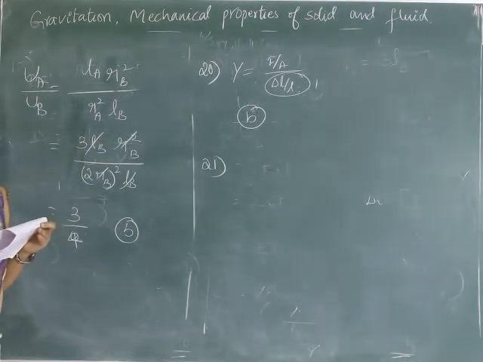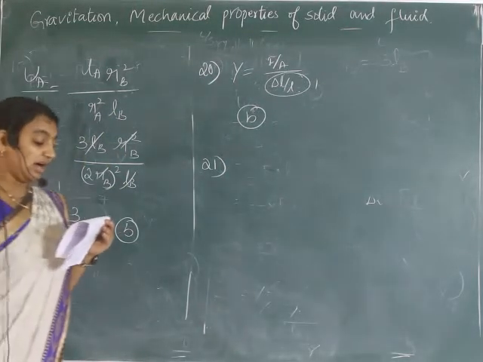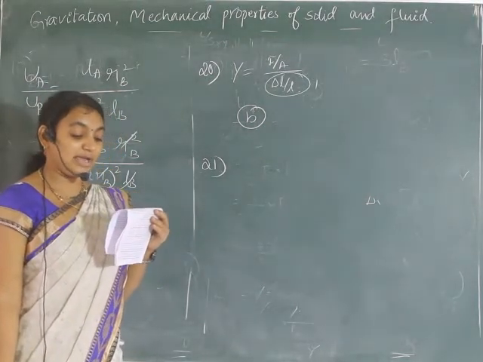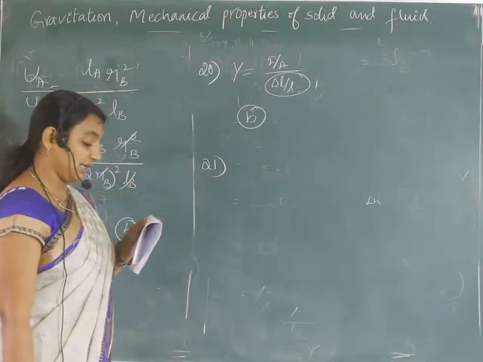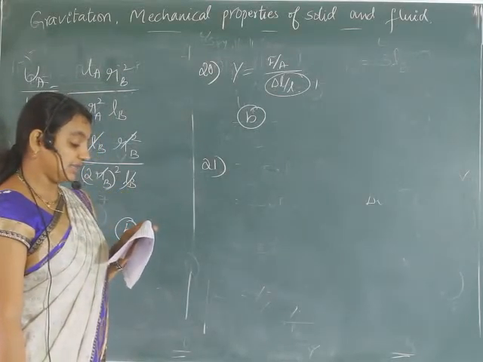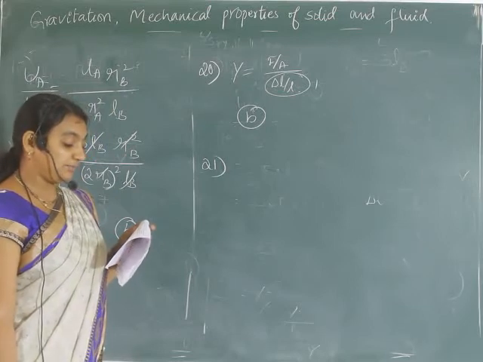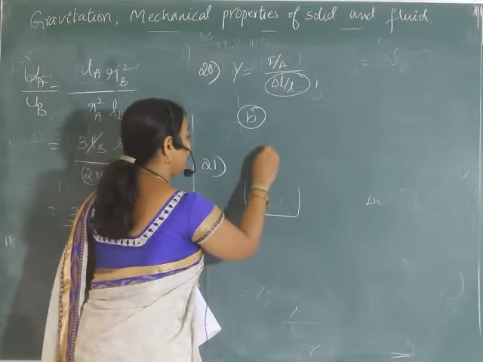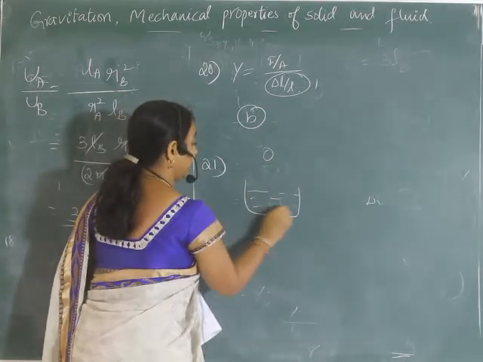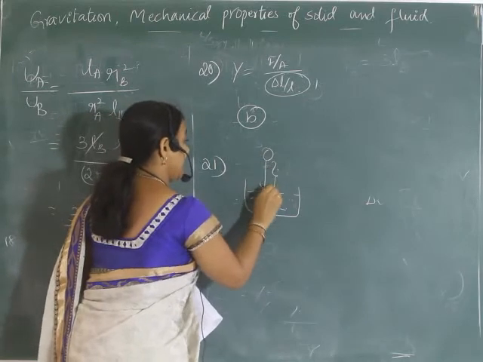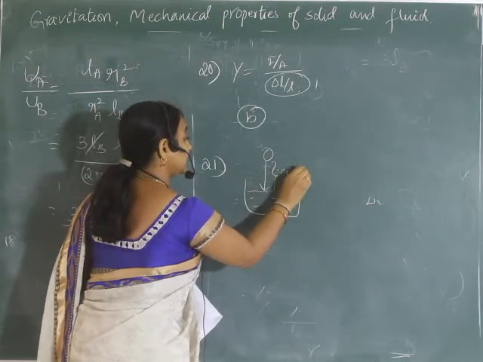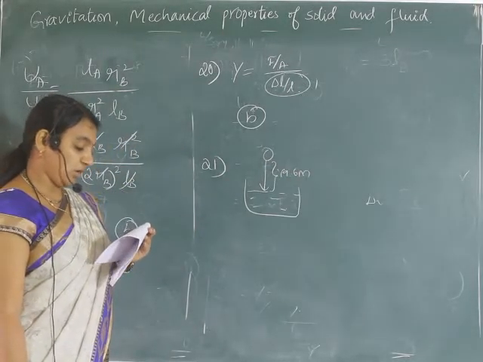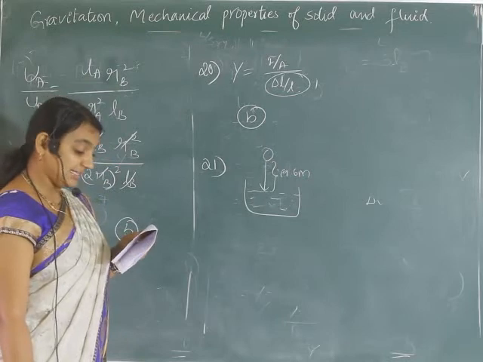A solid ball of density half that of the water falls freely under gravity from a height of 19.6 meter and enters the water. Up to what depth will the ball go? Okay, the ball has to fall into the water. This height is 19.6 meter. Neglect air resistance and viscosity effects in water. Acceleration due to gravity is given.